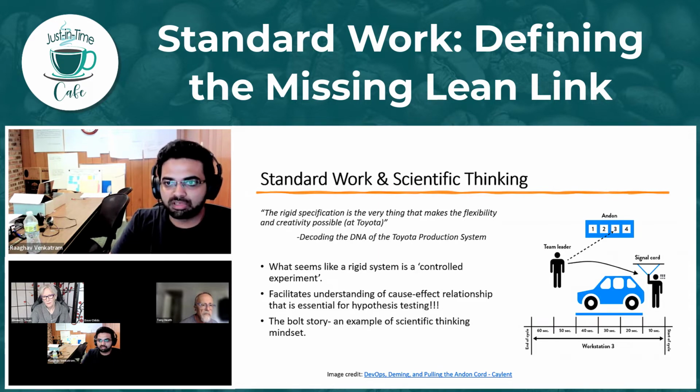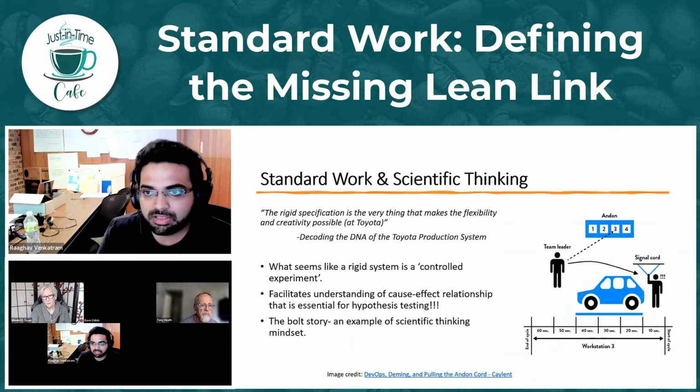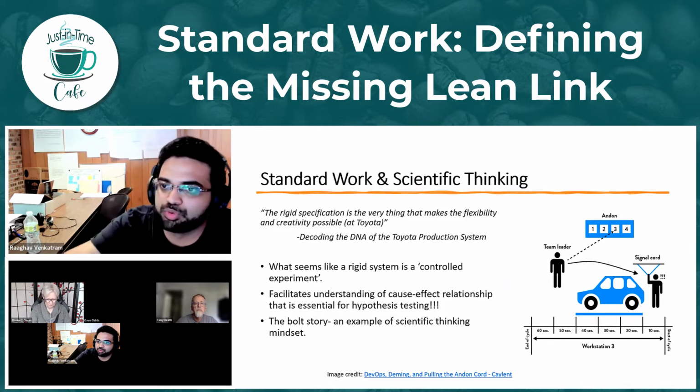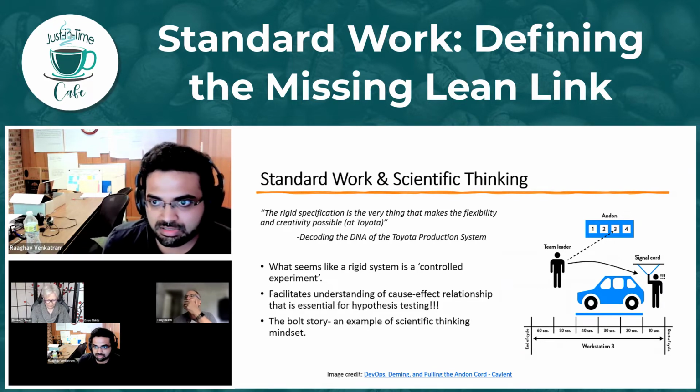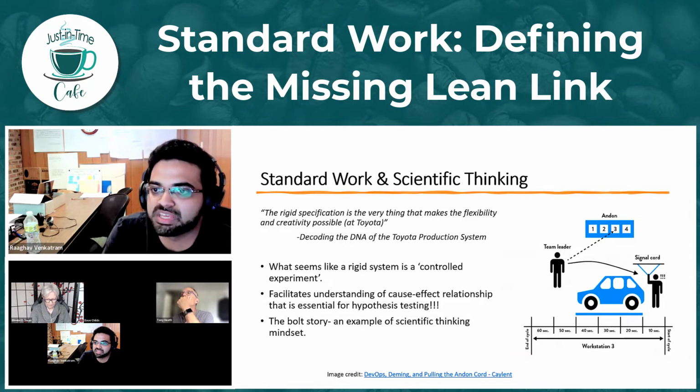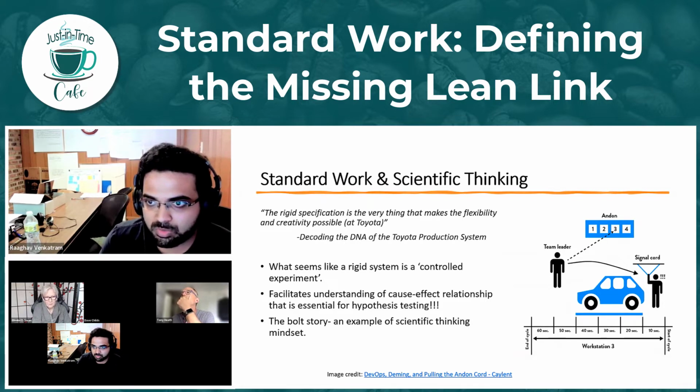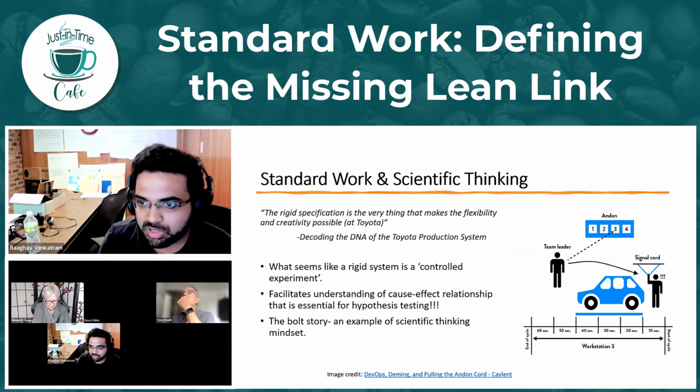It was probably something along the lines of training or something like that, which I'm pretty sure he would have got to the root cause of. But the core still remains that he went after the bolt to test a hypothesis. And that is what we often miss in our line of work when we work with standard work.